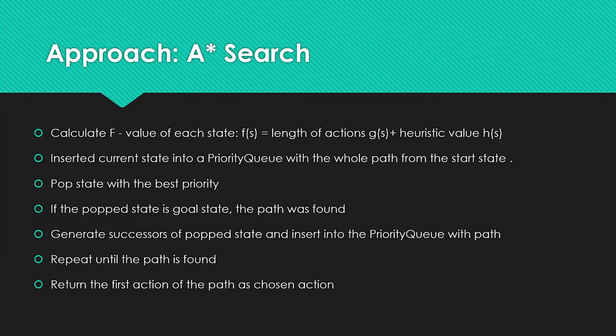The first approach implemented by our team is A* search. We will calculate F values for each state, and then we will insert the current state into a priority queue with the whole path from the start state. We will pop the state with the best priority. If the popped state is the goal state, the path was found. Otherwise, we will generate successors of the popped state and insert them into the priority queue with path. We will repeat the former procedures until the path is found. If the path is found, the first action of the path will be chosen as the next action.